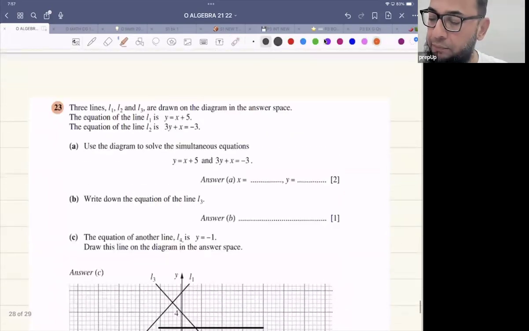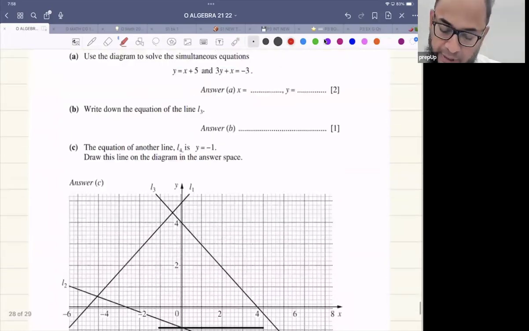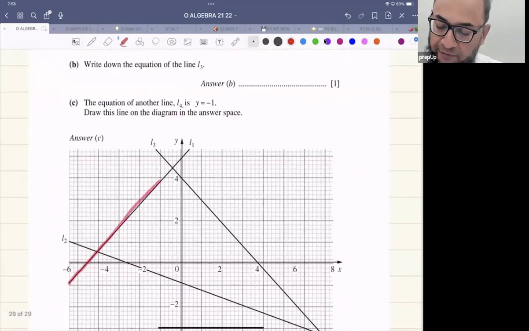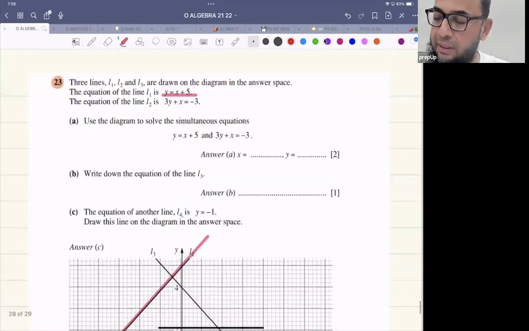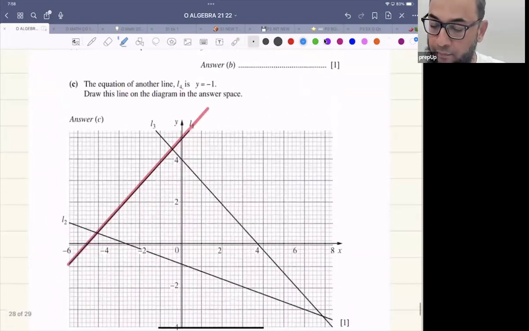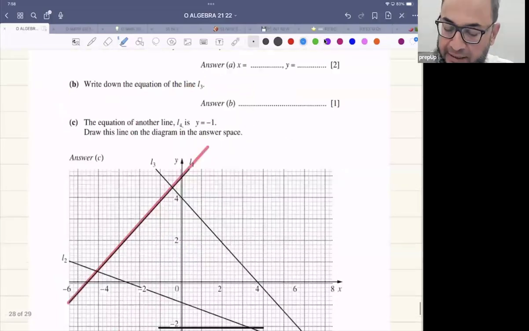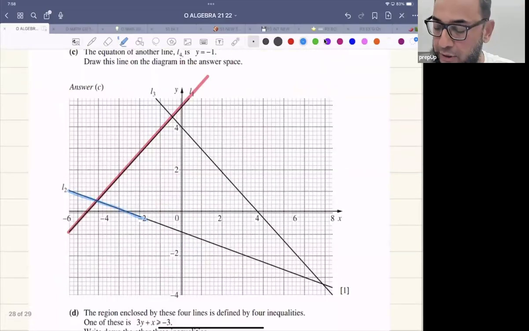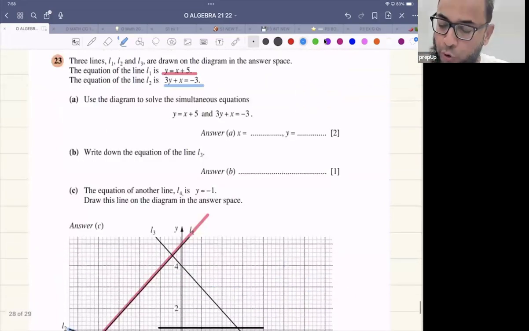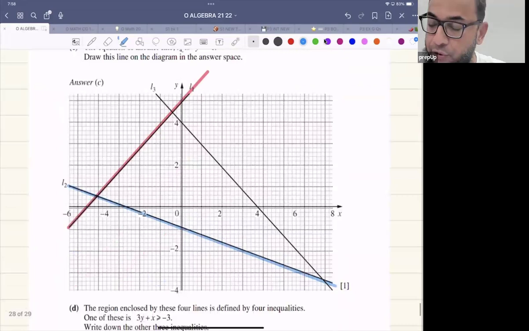So let me choose red color for L1. So y equals x plus 5. That is the first one. And the next one, the blue color, 3y plus x equals -3, line 2. It has a negative gradient, so that is the blue line that's going like this. And use diagram to solve the simultaneous equation. I think that is kid stuff. Let's ignore that. Write down the equation of line 3.